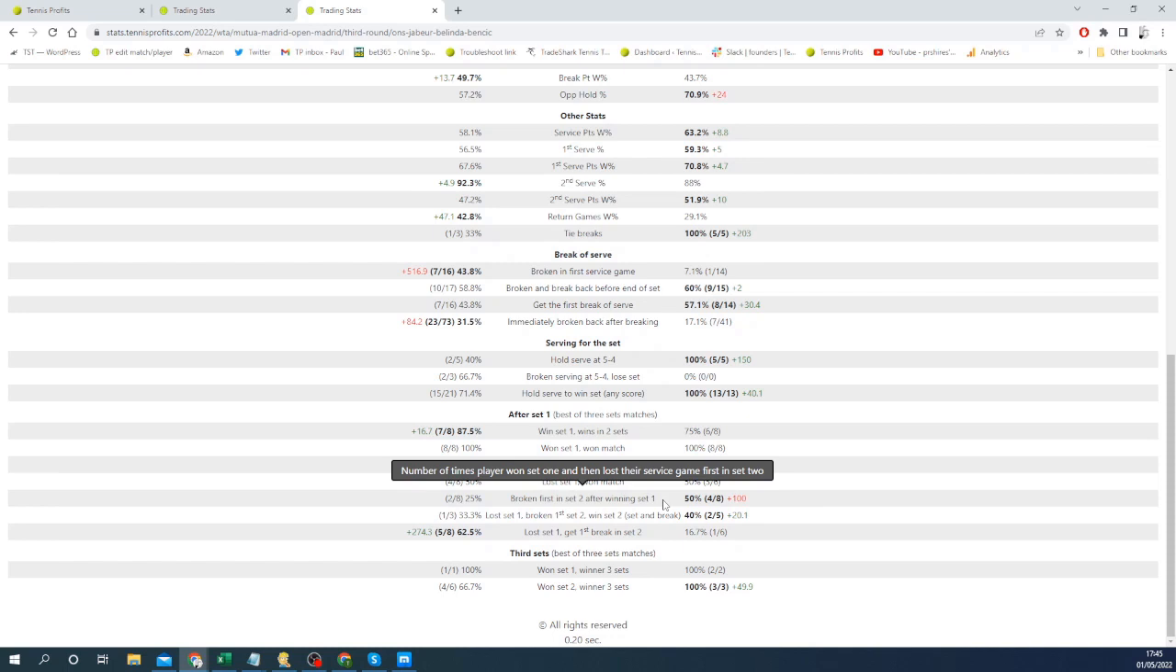So that doesn't really encourage you to lay her after she's won the first set. Maybe lay her when she goes a set and a break up. Bencic broken first in set 2 half the time. That's not a bad figure. Worth a go if it's a decent price.